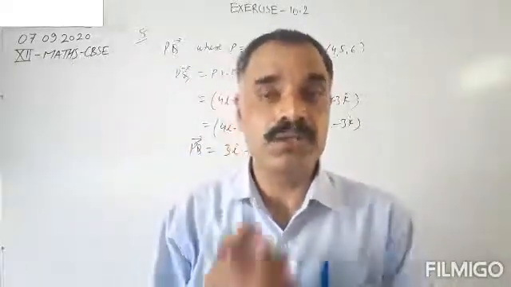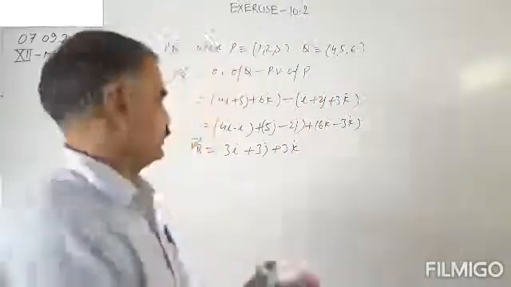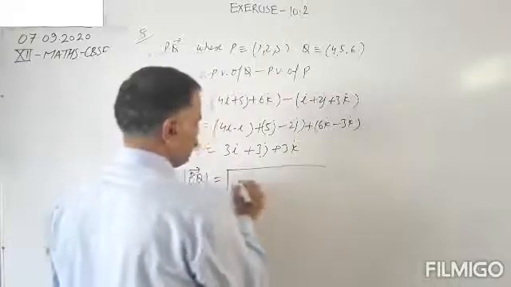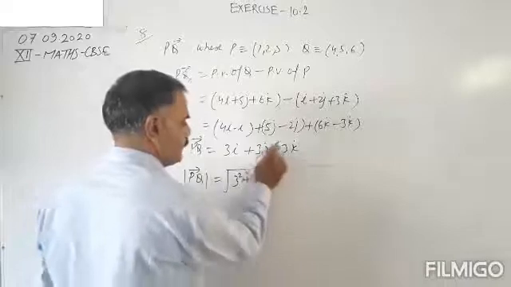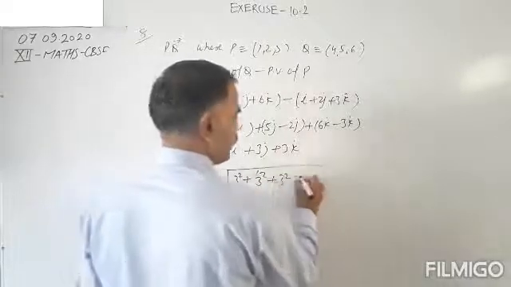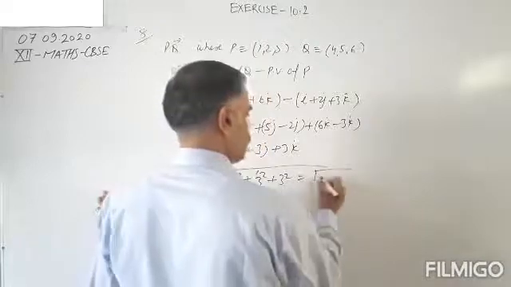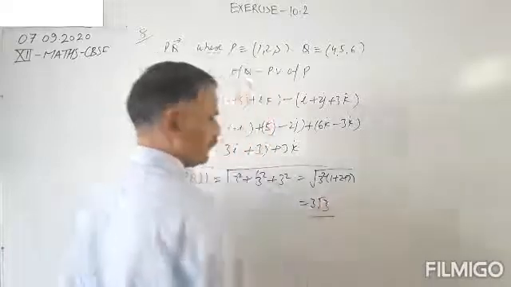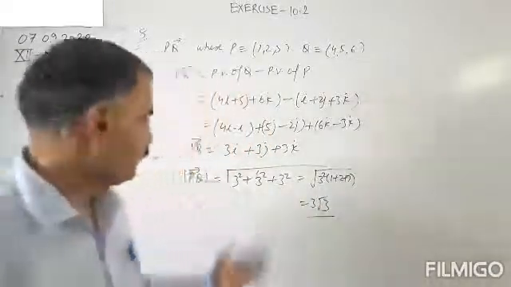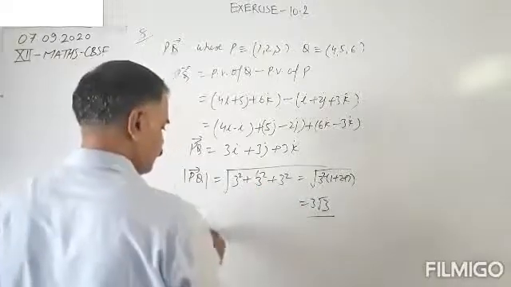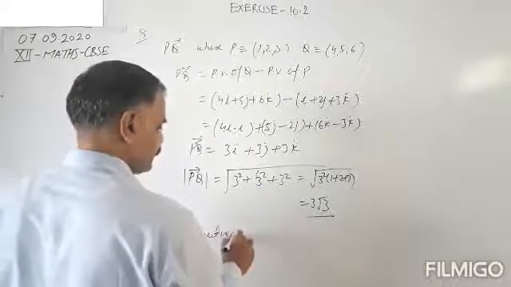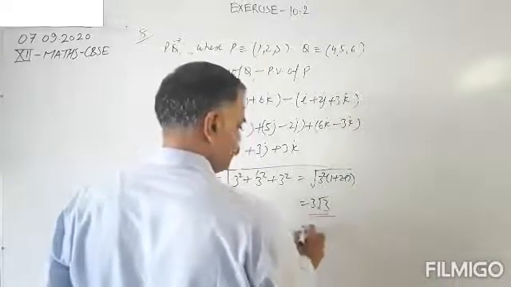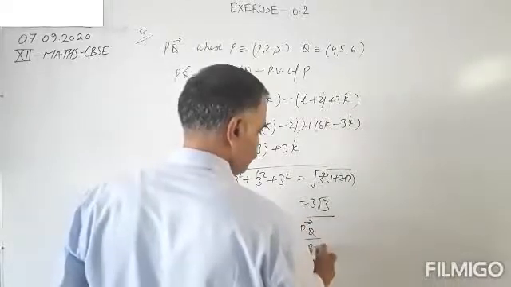Now we have to find the unit vector of this PQ vector. So find out the magnitude of the PQ vector: under root 3 square plus 3 square plus 3 square. That is equal to under root 3 times (1 plus 2 plus 3)... equal to 3 under root 3. Okay, so PQ vector is this. Now unit vector PQ is equal to PQ vector divided by magnitude of PQ vector.